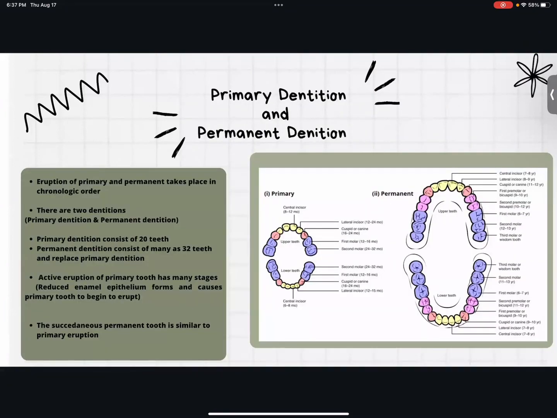Primary and permanent dentition. Eruption usually occurs in chronological order. Primary dentition consists of 20 teeth. Permanent dentition consists of 32 teeth. Reduced enamel epithelium forms and causes the primary tooth to begin eruption.